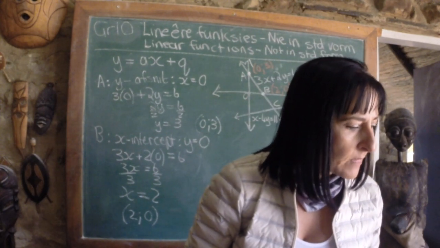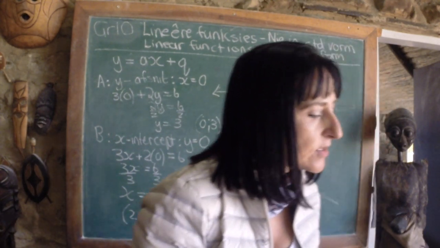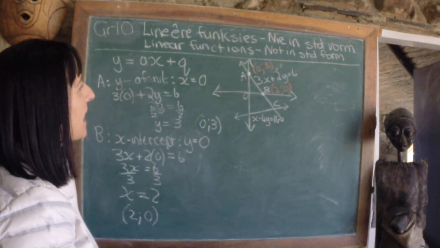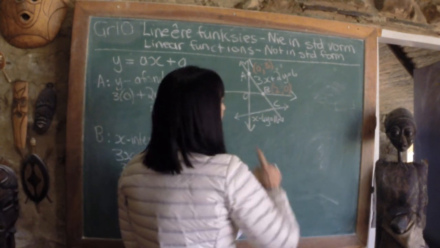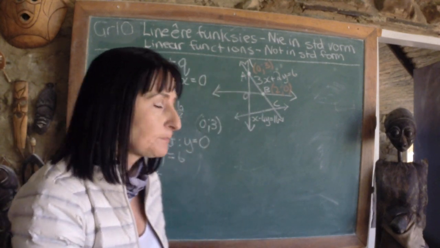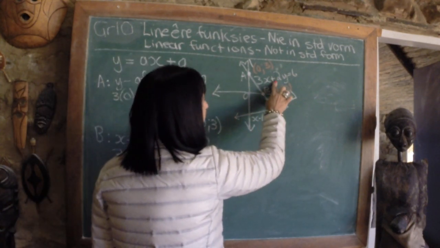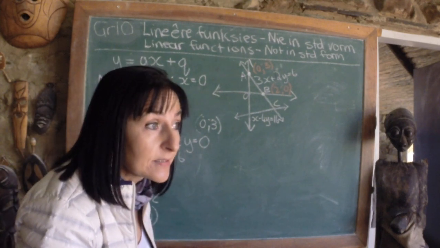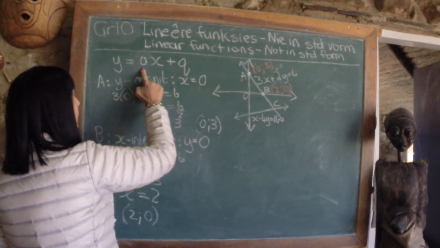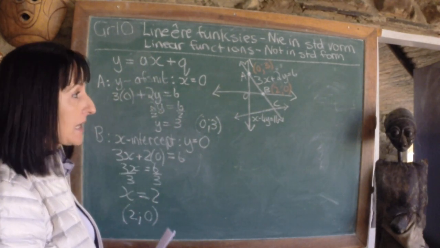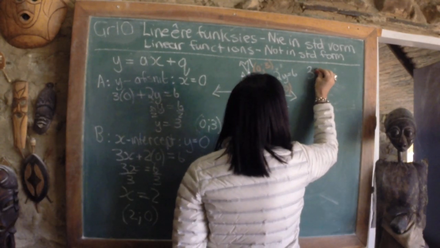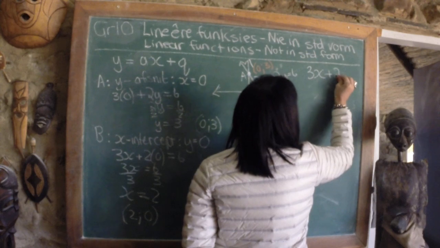The next question is determine the gradient of 3x plus 2y equals 6. Ek wil nou die gradiënt hê van hierdie lyn. You can only determine the gradient of that line if you put it in the standard equation. Want ons weet dat in my standaard vergelyking is A die gradiënt. So ek gaan nou daai ouetjie vat en ek gaan hom nou in sy standaard vorm oorskryf.